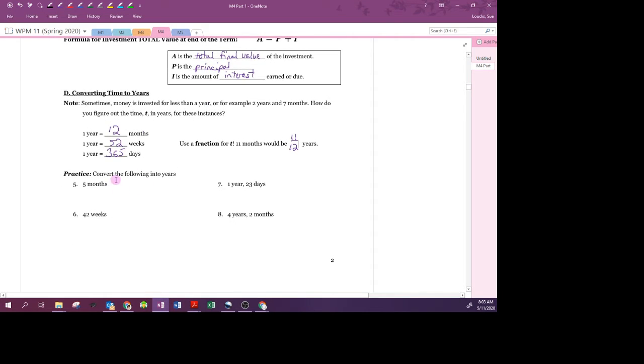Okay, 5 months is 5 over 12, 5/12ths of a year. 42 weeks is 42 52nds of a year. And you can reduce that, but you're just going to multiply it by something, so I wouldn't worry about that.